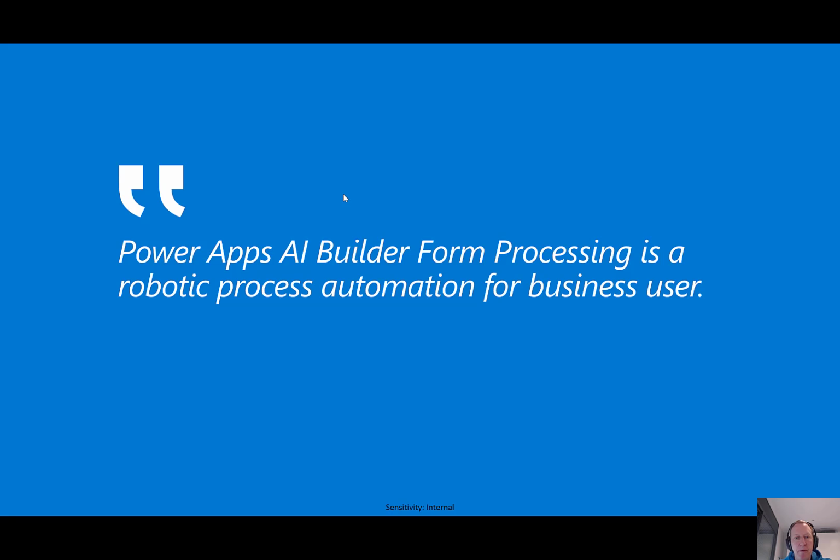The Power Apps AI Builder form processing is a robotic process automation tool for business users. This means it allows you to automate daily routine work, as for instance, extracting information from paper or PDF forms.